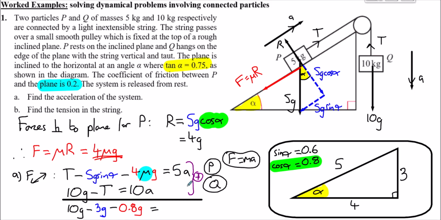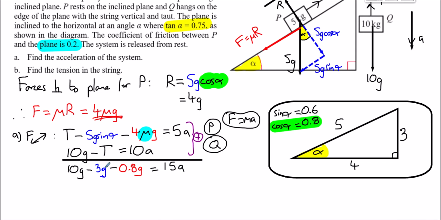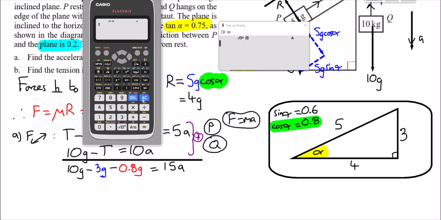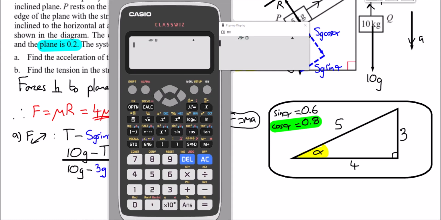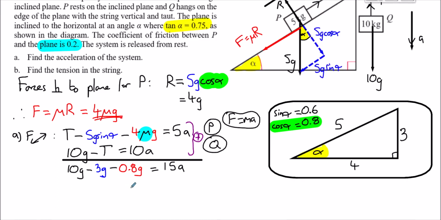And that will equal, on the right hand side, 5a plus 10a, that's 15a. So 10g minus 3g minus 0.8g. At this point, feel free to use the calculator. 10 minus 3 minus 0.8 gives us 6.2g. So 6.2g equals 15a. Therefore a must be 6.2g over 15.